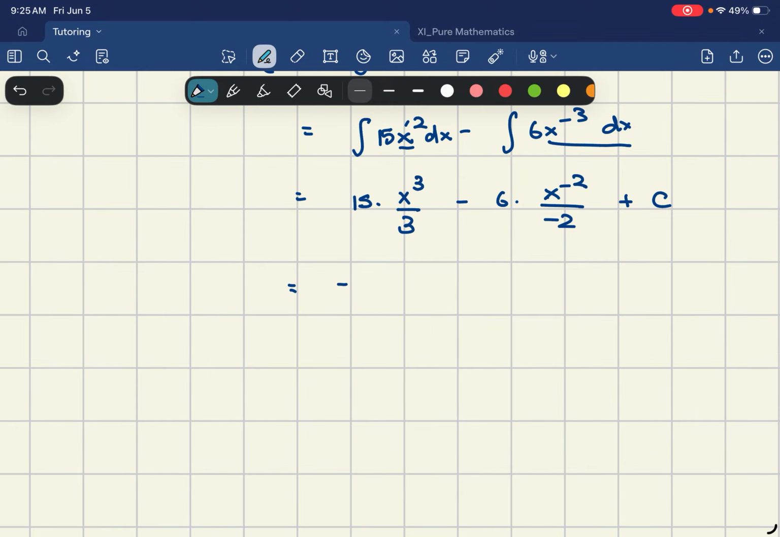So 15 divided by 3, 5x cubed. 6 divided by -2 is -3. Minus of minus will give you a plus sign. So you have this expression, and that is going to be f of x.